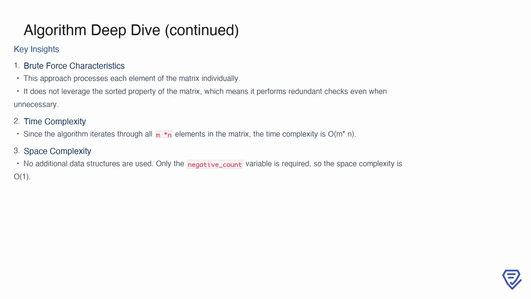On the other hand, the space complexity is very efficient, as the algorithm does not require any additional data structures. Apart from the input matrix, the only extra variable used is _count, making the space complexity O(1). These characteristics highlight the simplicity of this approach, but also its inefficiency for larger datasets.